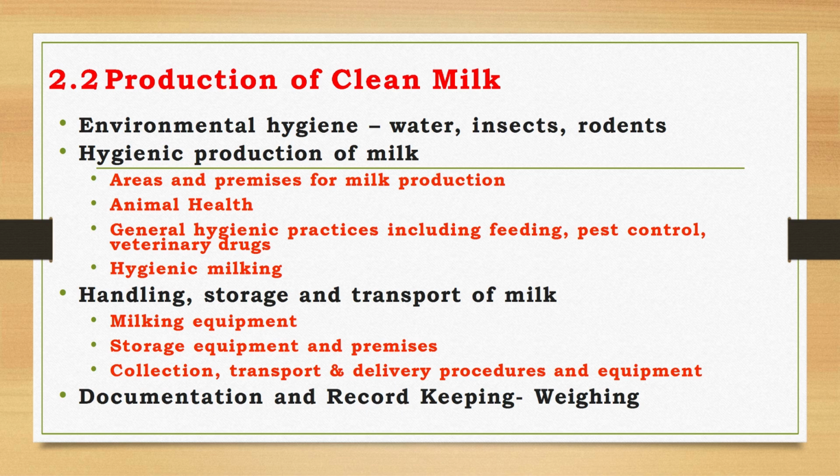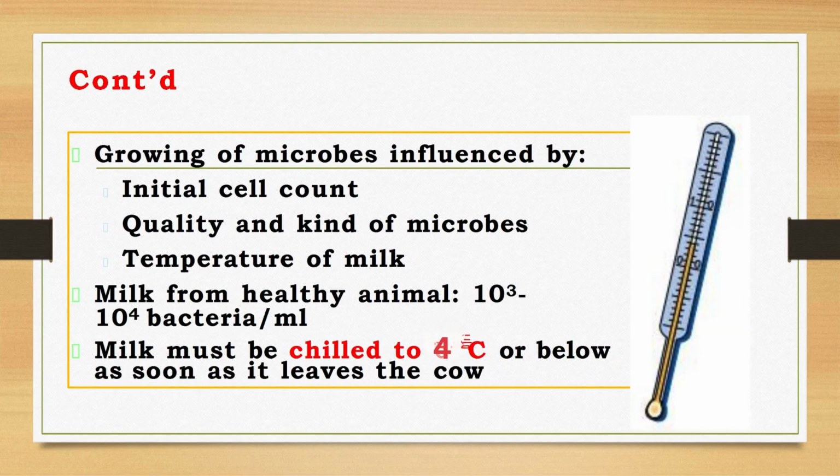Let's understand this more clearly. The growth of microbes in milk is influenced by three main things: the initial cell count, the quality and kind of microbes present, and the temperature of the milk. It's fascinating to know that milk from a healthy animal already contains about 10 to the power of 3 to 10 to the power of 4 bacteria per milliliter. This is why it's so critical that milk must be chilled to 4 degrees Celsius or below as soon as it leaves the cow to slow down microbial growth.